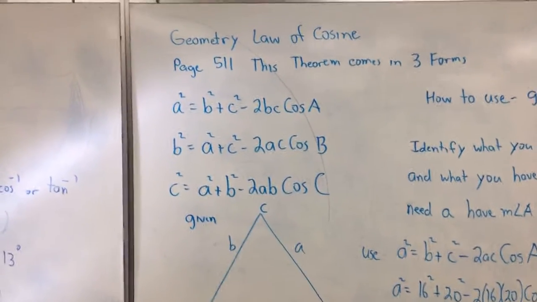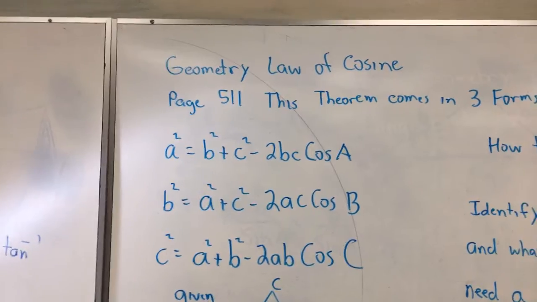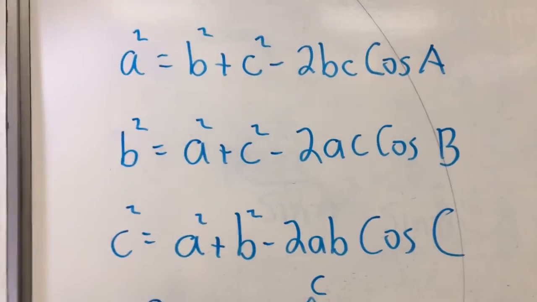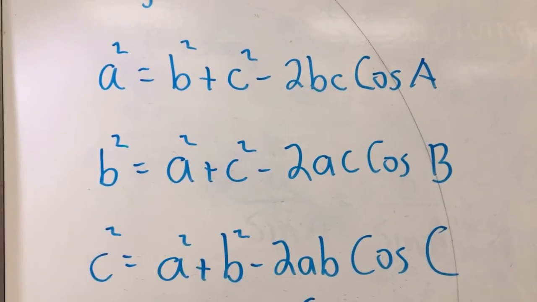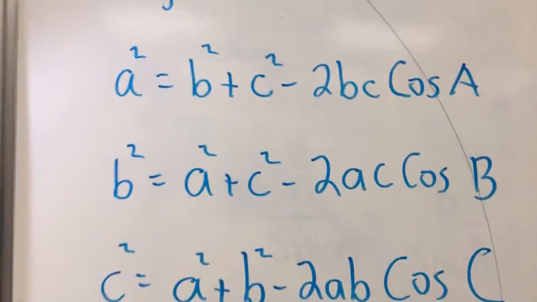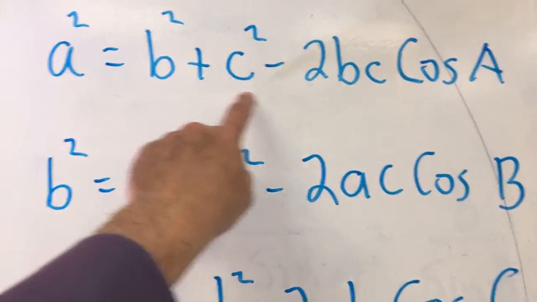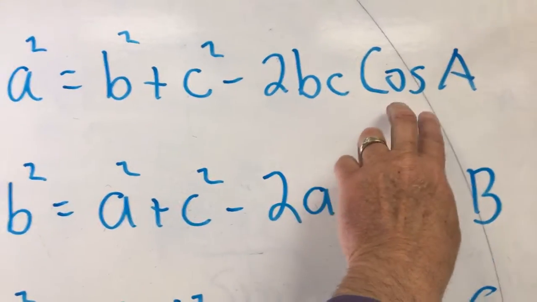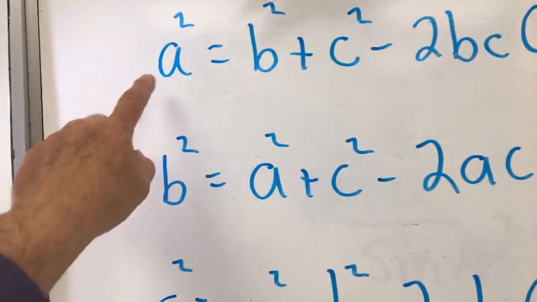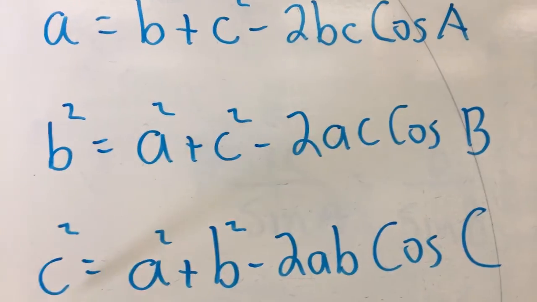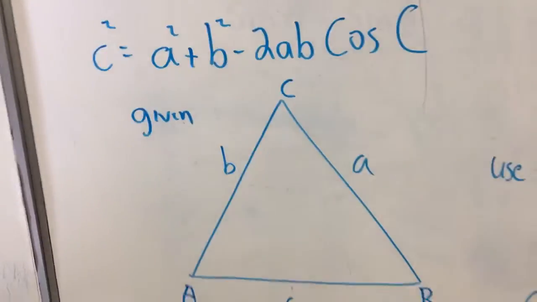Okay, so once again, the law of cosines, found on page 512 of your textbook, comes in three different varieties. And there they are again. Please note the pattern. Notice that you've got a squared is equal to b squared plus c squared, and then here are the b and the c, and then the cosine of the angle opposite the side you're trying to find. And that's the same case with the b and the c. And I pointed out, and here's your triangle.